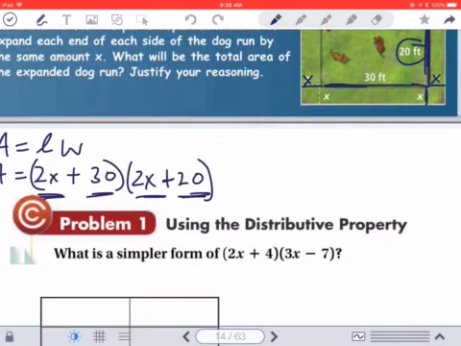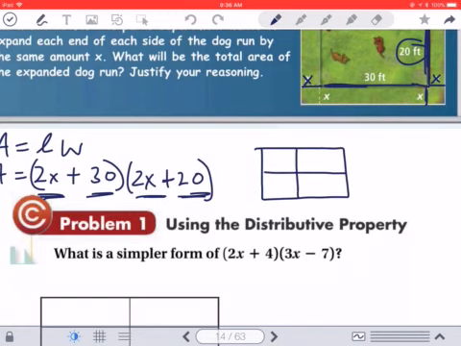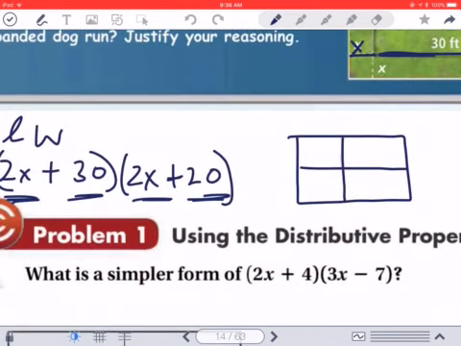In order to do that, the best way is to do the box method. You can use FOIL, but it's the same exact thing. Box method is a little easier, especially when you do a binomial times a trinomial. So I have 2x plus 30, and I got 2x plus 20. And you can put the 30 up top and the 20 on the bottom, doesn't matter.